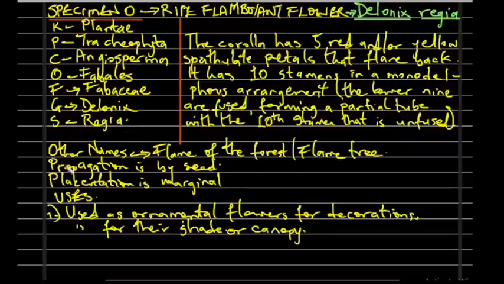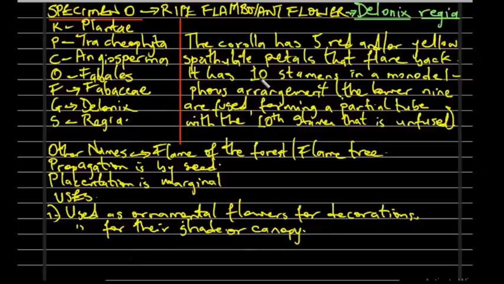Looking at other names that this plant is called, it could also be called the flame of the forest or the flame tree. It is propagated by seed, and the placentation in it is marginal, like we have in the case of the bean, which is Phaseolus vulgaris. It is used as an ornamental plant or flower for decoration, and it is also used as shade or canopy.